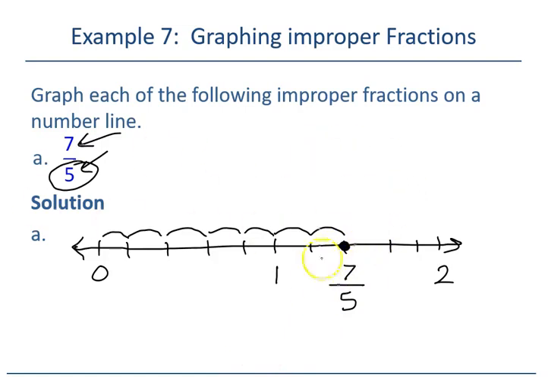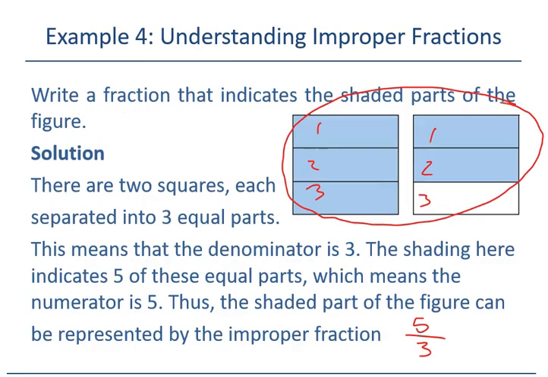This should hopefully help you understand what this meant a little bit more. Notice we have a whole section of 5's, but then we had to go over 2 more than what was actually there. That's the reason for improper fractions. And like I said, you're going to see these a lot more later on.